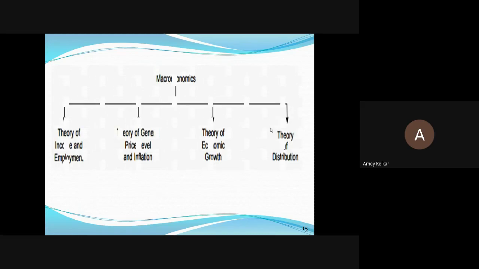We break up macroeconomics into the theory of income and employment, the theory of general price level and inflation, the theory of economic growth, and the theory of distribution. Inflation is a term we'll be studying further, a very hot topic. These terms are very new for us civil engineers, but as a construction technology expert or project manager, knowledge of these terms of economics will help you immensely. So this is microeconomics and macroeconomics.